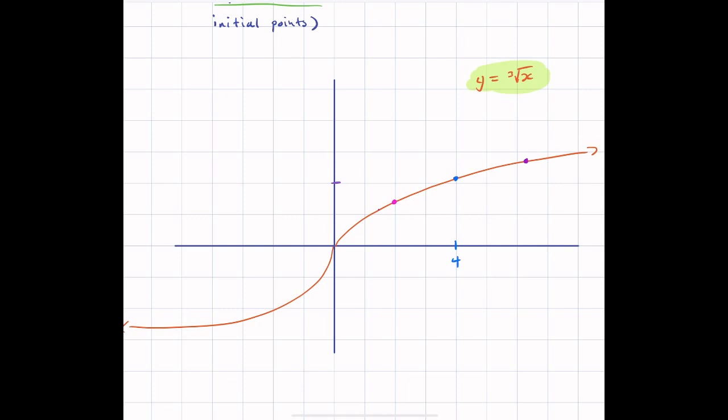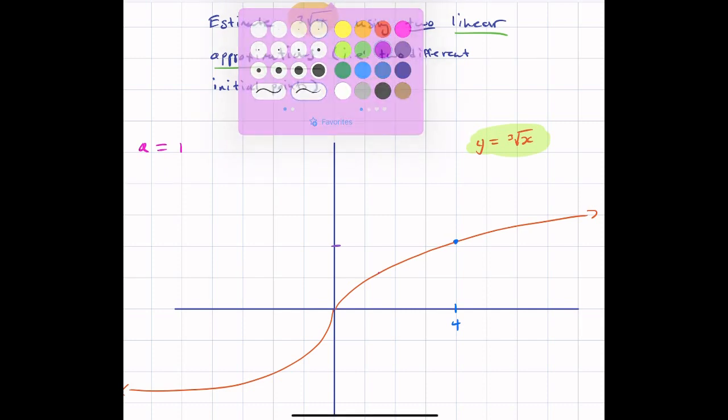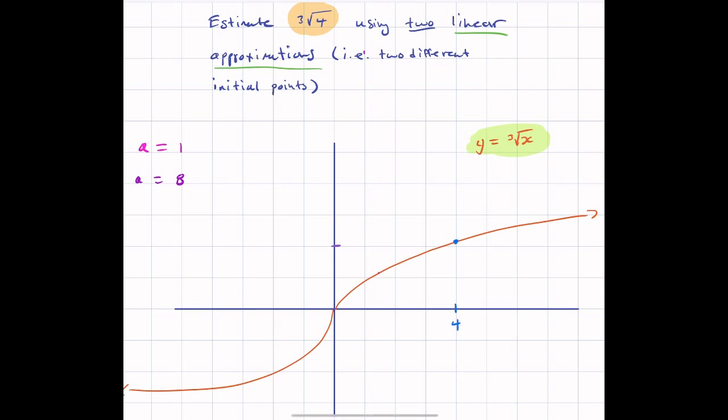But the points that we were hoping to use were these. So if that's 4, we're going to have 2 different values of what we're going to call a here. We're going to have a is equal to 1 and a is equal to 8. And let me maybe do these in different colors. Let's do a is equal to 8. And we like these because they're perfect cubes, right? So I know that if this is 8 here, then this point is the third root of 8, which is just 2.